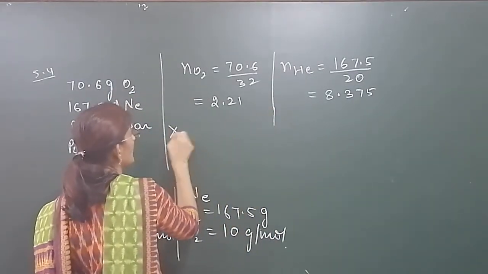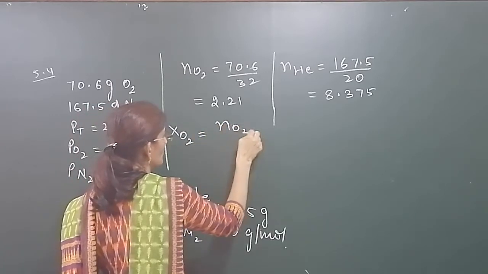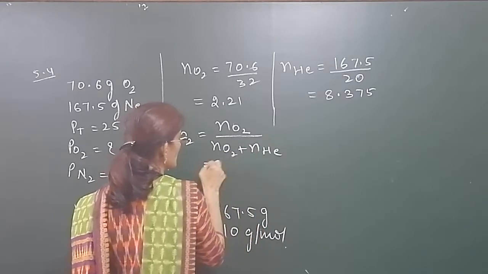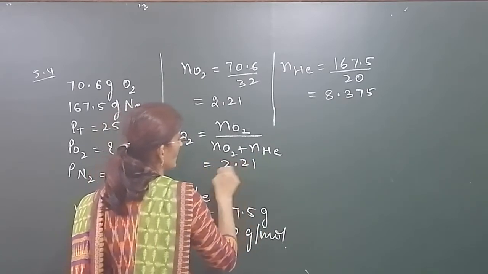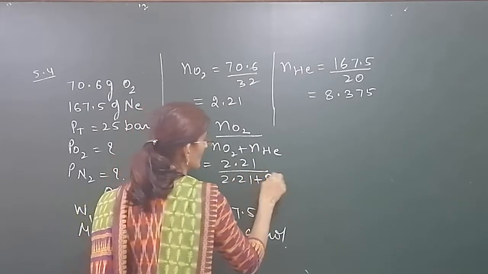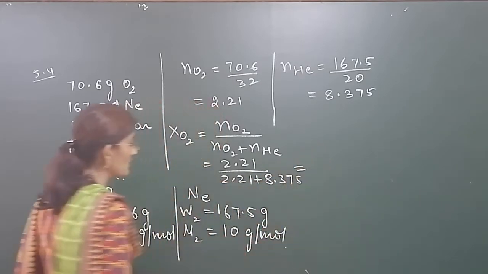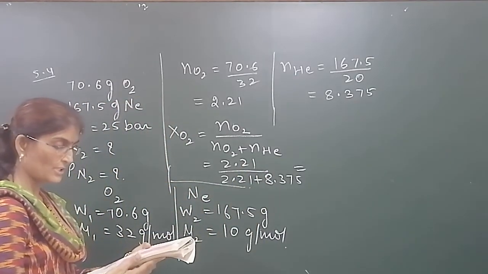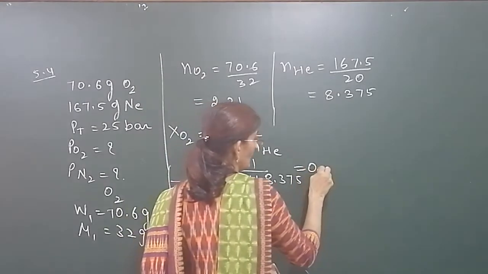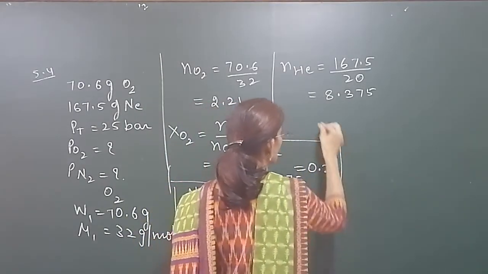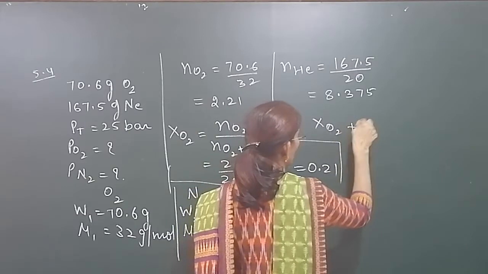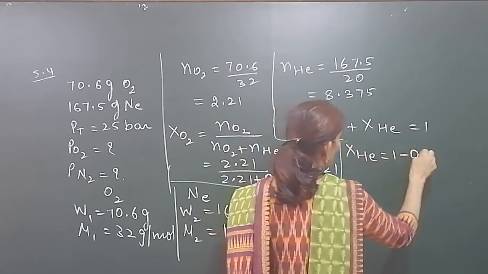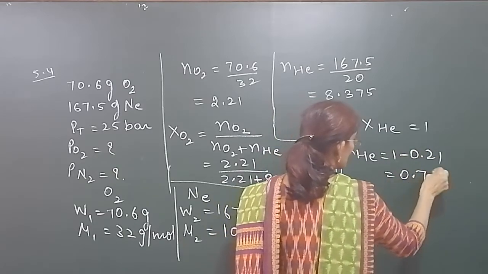Now we'll calculate total moles and then the mole fraction. Mole fraction of oxygen is moles of oxygen upon total moles, that is 2.21 upon total moles. So mole fraction of oxygen comes out to be 0.21. We know that sum of the mole fractions is 1. So what is the mole fraction of neon? 1 minus 0.21, so it will be 0.79.